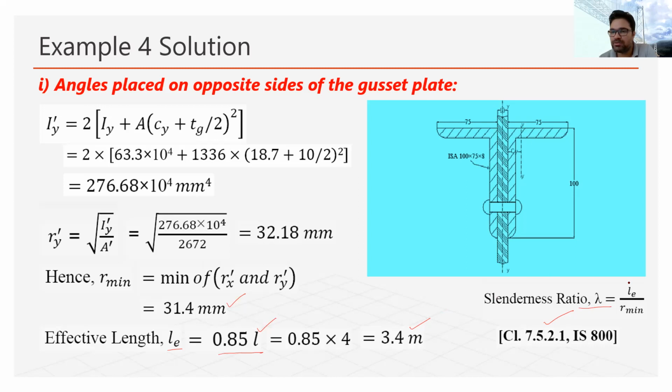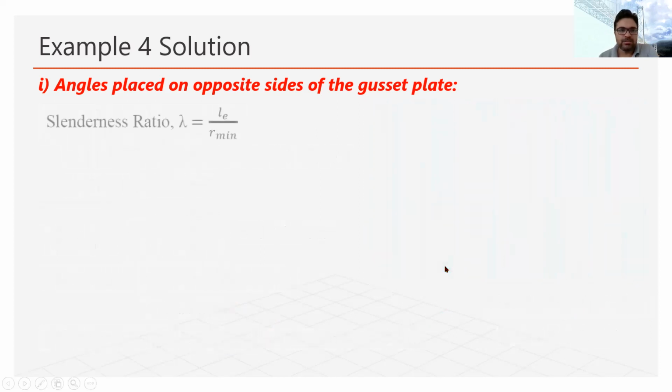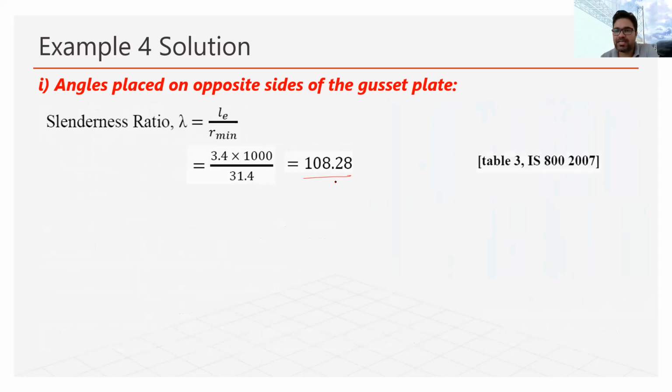So now we have found the LE value and r minimum. So we will put the value to calculate the value of lambda. So here, putting the value, we get lambda as 108, and again this value is less than the permissible value of the slenderness ratio. So as per table number 3, you can see this is a table in which the permissible value of lambda is given. So we have to satisfy this. This value should be less than the permissible value.